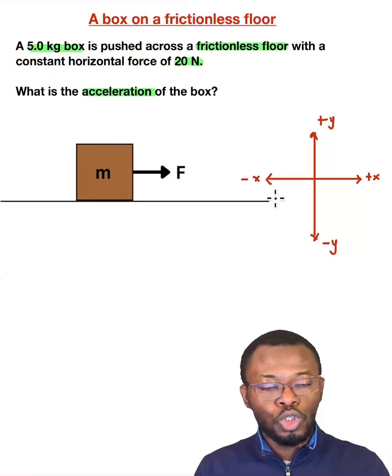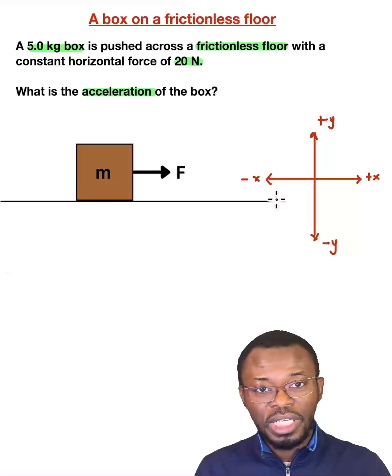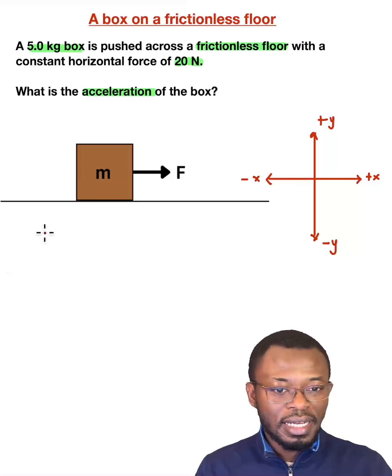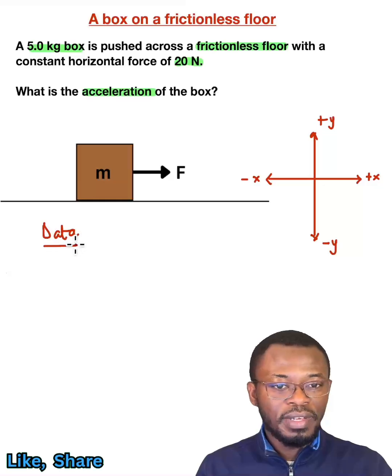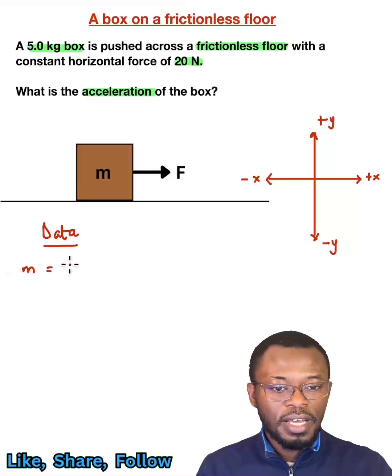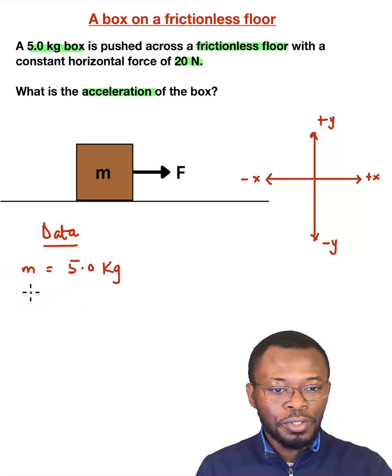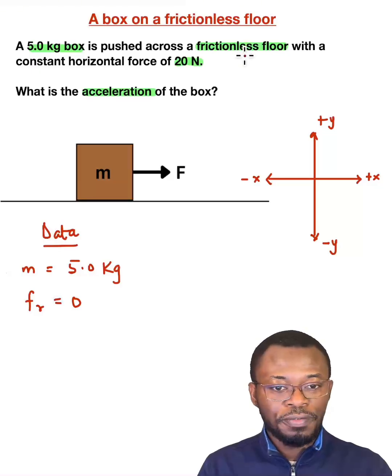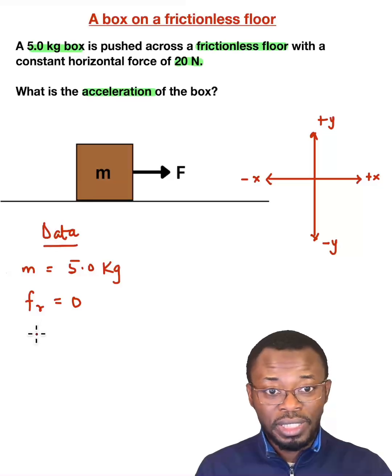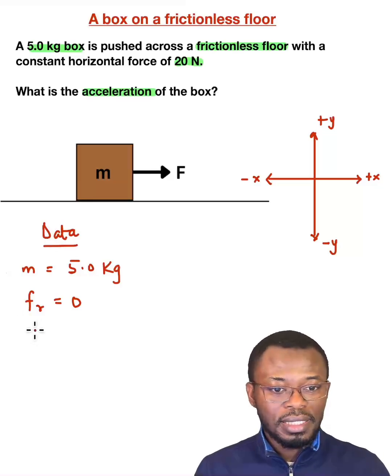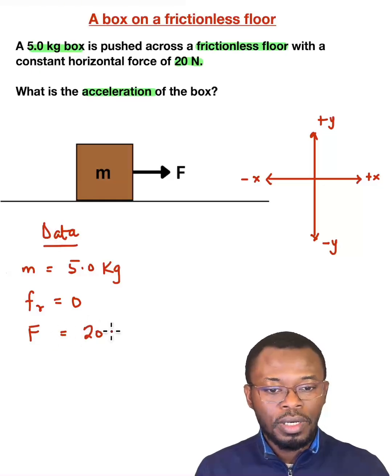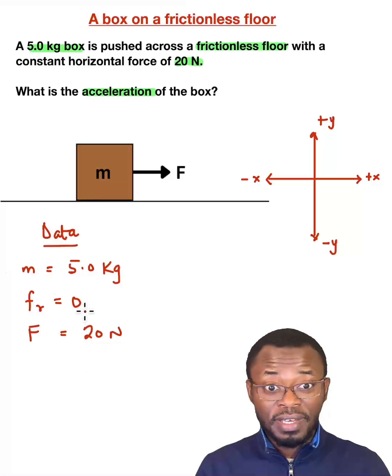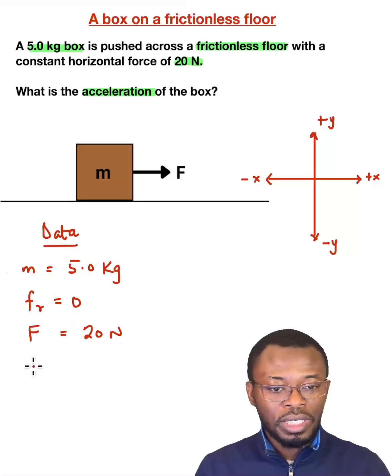The second step is to look at what information we are given in the problem. We call it the data given to us. The mass of this block is 5.0 kilograms, and the force of friction is 0 because the floor is frictionless. It means there's no force of friction between the bottom surface of the block and the floor. Also, the amount of force pushing this box on the horizontal floor is the applied force. I'll call it uppercase F, and that is equal to 20 newtons. These are all the information we are given, and we are asked to determine the acceleration of the block.